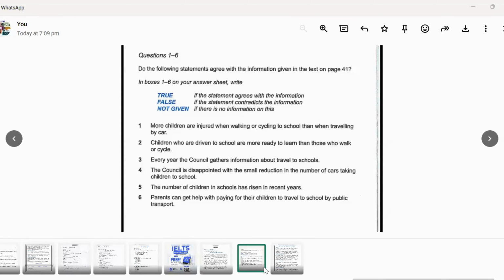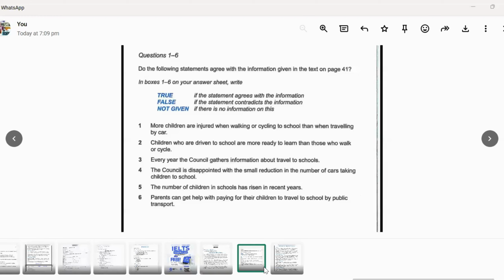So let's take a look at the first one, and I hope you're also writing it down because it's very important. So here is the first one. It is called the true, false, not given question. I hope you can say it. Anytime you come across the true, false, not given question, have it in mind.